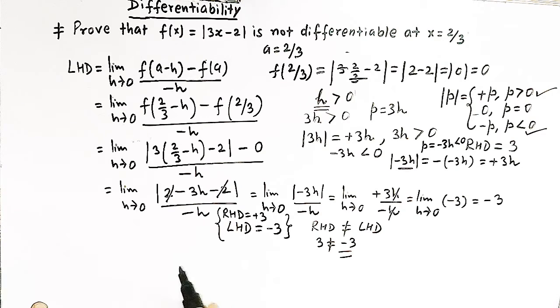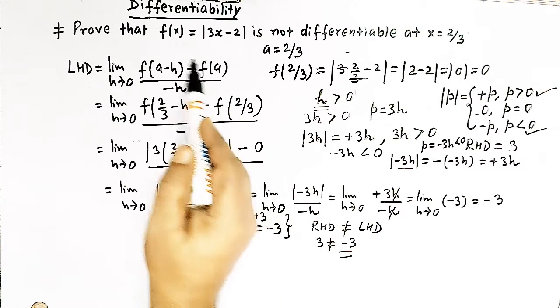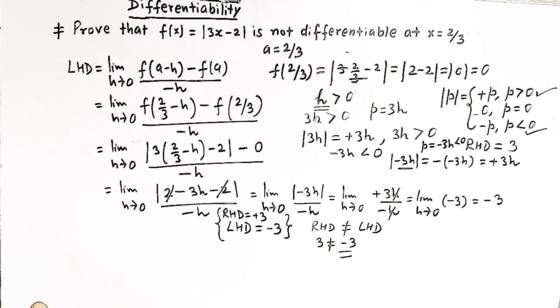differentiability of a function at a given point in its domain, the condition is that the right hand derivative and the left hand derivative both should exist, and they should be finite, and moreover they should be equal to each other, right? But in this case the right hand derivative and the left hand derivative are not equal to each other, that is 3 is not equal to minus 3. Hence we can claim that this function is not differentiable at x is equal to 2 over 3.